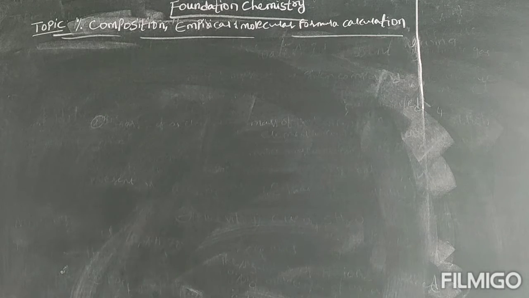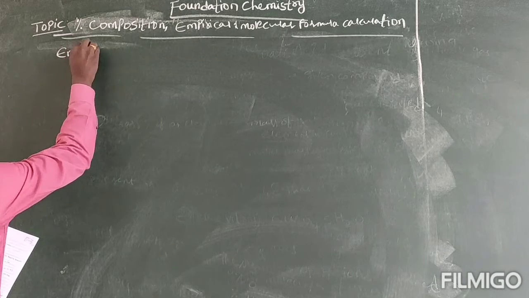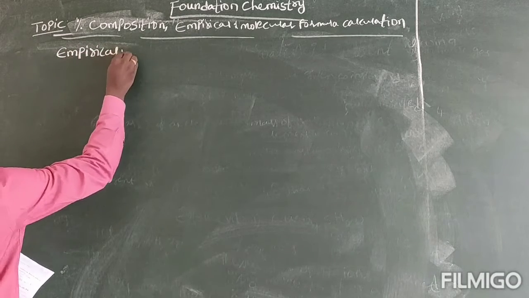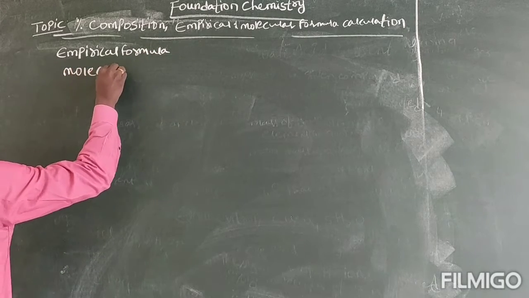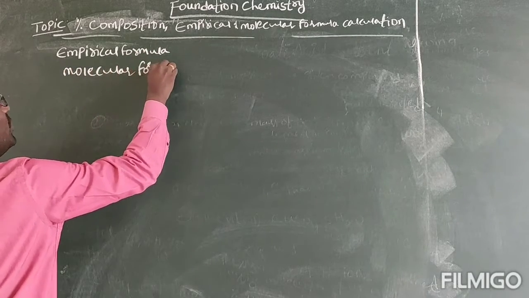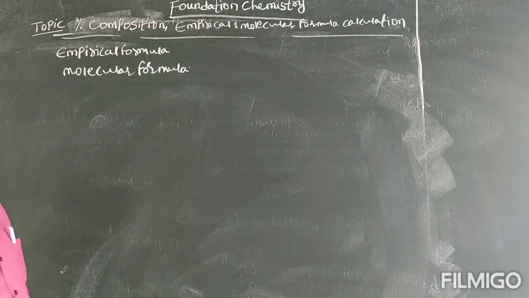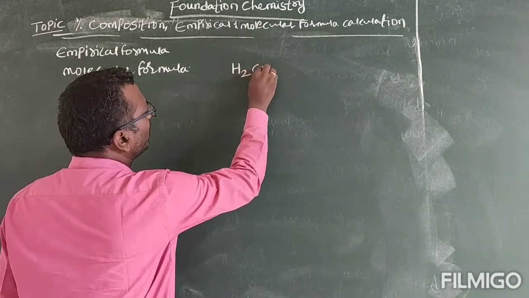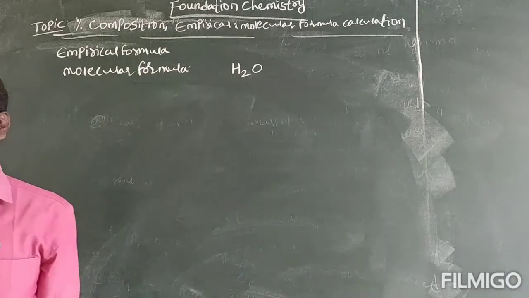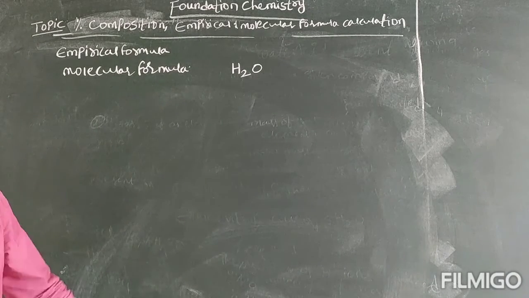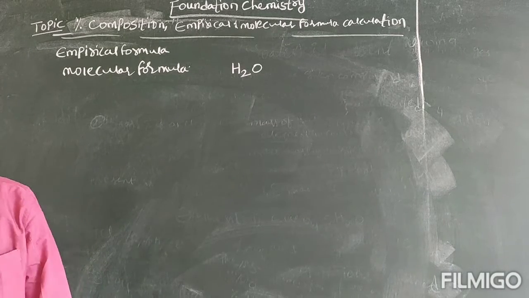Next we will be learning about the empirical formula and molecular formula. So what is the empirical formula and what is the molecular formula, we will see. Generally, the molecular formula of water you will write directly as H2O. It specifies what elements are present and their exact ratio: hydrogens are 2 and oxygens are 1. That is called the molecular formula.